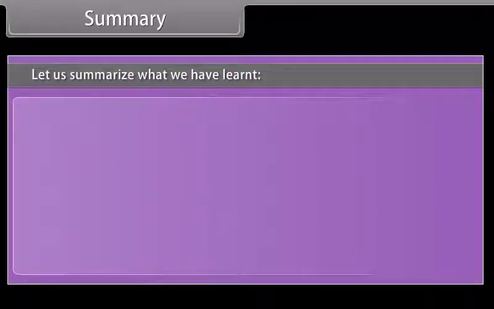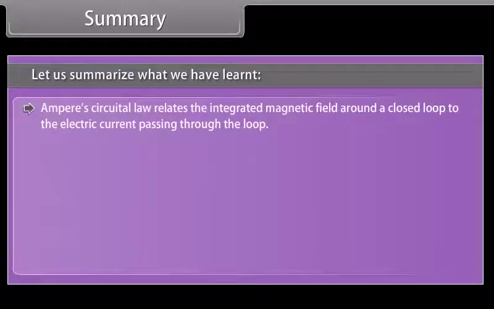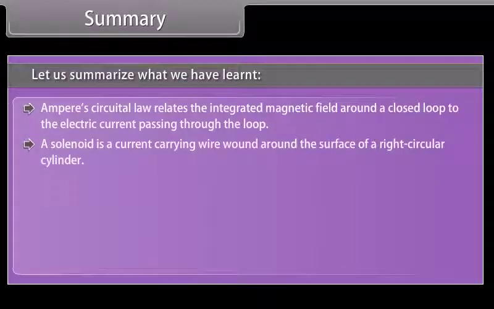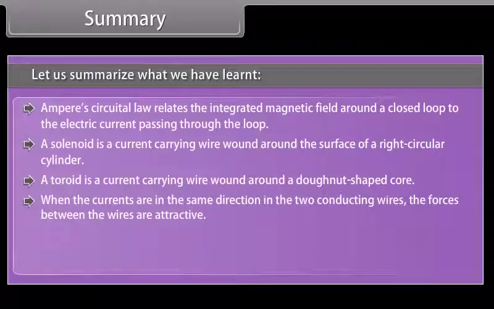Summary. Let us summarize what we have learned. Ampere's circuital law relates the integrated magnetic field around a closed loop to the electric current passing through the loop. A solenoid is a current-carrying wire wound around the surface of a right circular cylinder. A toroid is a current-carrying wire wound around a donut-shaped core. When the currents are in the same direction in the two conducting wires, the forces between the wires are attractive.